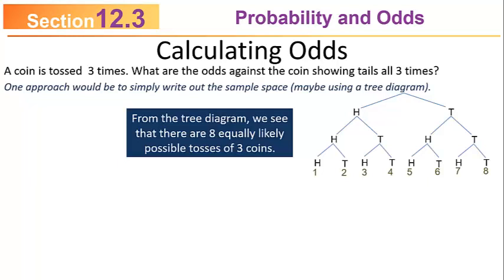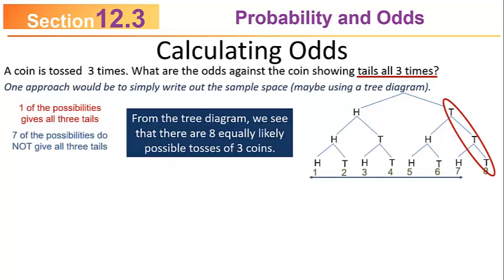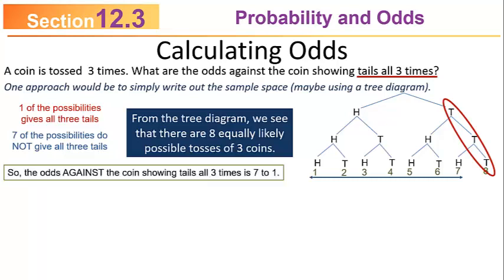Now the question is about odds against the coin showing tails all 3 times. But if you look at your sample space, there's only one possible branch that gives you all tails. That's the tail, tail, tail branch. So there's one possibility. But there are 7 possibilities that don't give you all tails. So in terms of odds, you've got 7 against getting all tails and 1 in favor of getting all tails. So the odds against the coin showing all tails is 7 to 1.